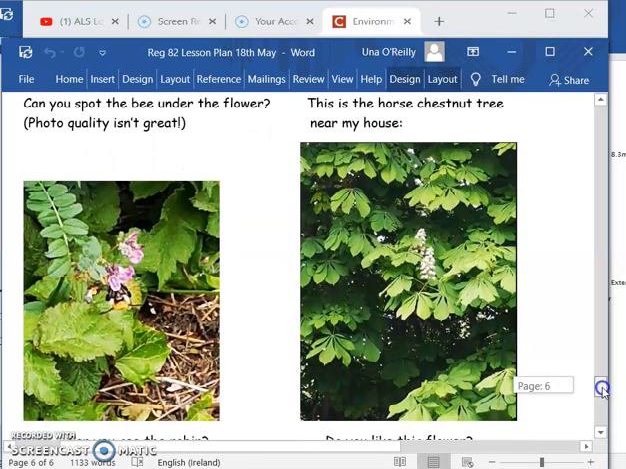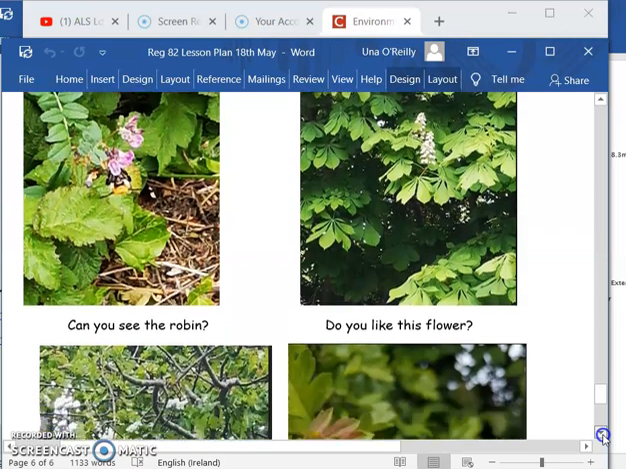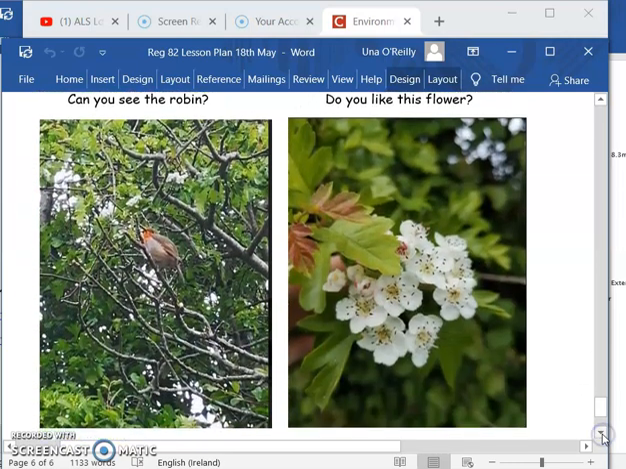Okay, so on this one here now, the picture quality isn't great, but can you spot the bee under the flower there? See the bee? I do have a little video, but it's short and you have to keep your eyes open to see it. So I just put the picture in. This is a horse chestnut tree near my house, and you can see it's flowering at the moment. And then this one here again, it's hard to get the birds there very quick. And this is just a phone camera. Can you see the robin? See him there? And then I thought this flower was particularly pretty. I have no idea what it is because I don't know a whole lot about flower types, but we thought this was nice. So I hope you like it.